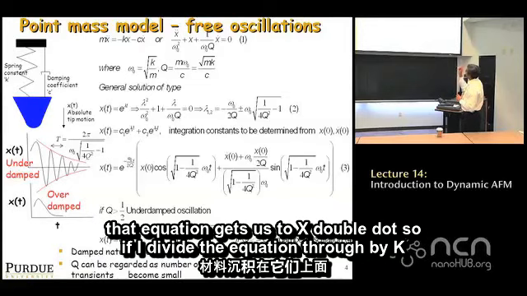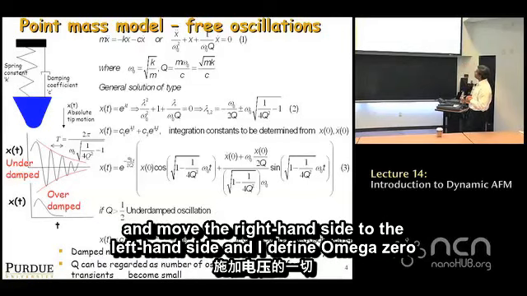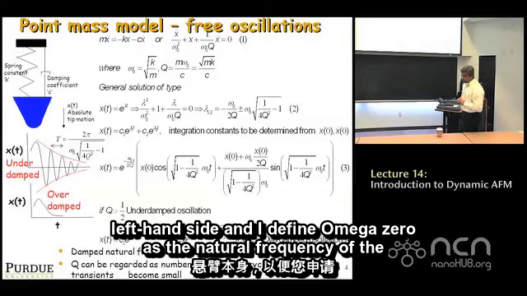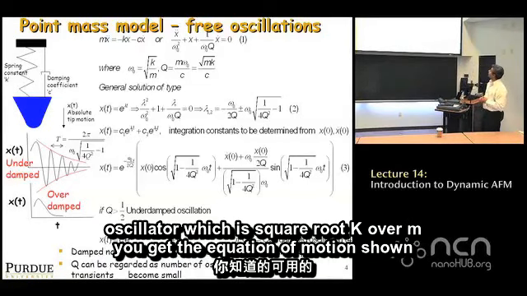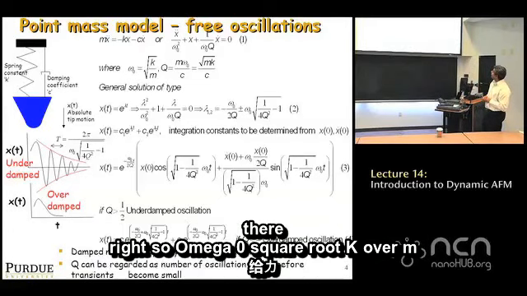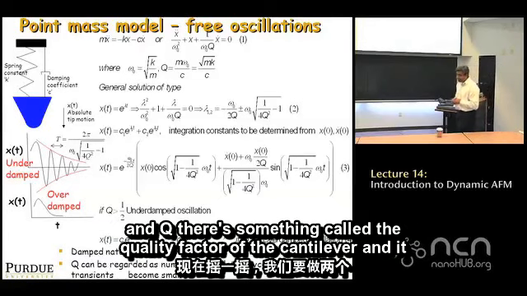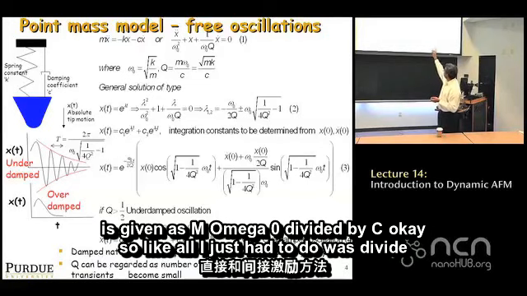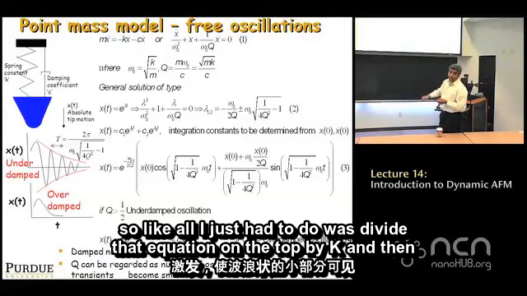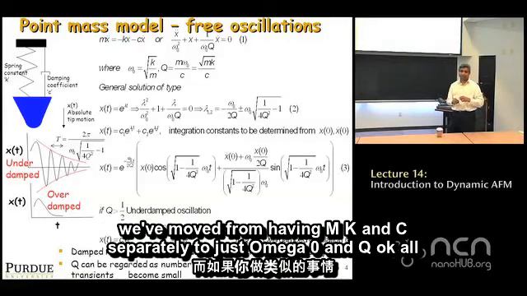So a simple rearrangement of that equation gets us to x double dot. If I divide the equation through by m and move the right-hand side to the left-hand side, and I define omega 0 as the natural frequency of the oscillator, which is the square root of k over m, you get the equation of motion shown there, right? So omega 0 is the square root of k over m, and Q is something called the quality factor of the cantilever, given as m omega 0 divided by c. All I had to do was divide that equation on the top through, and then define these quantities omega 0 and Q. So we've moved from having m, k, and c separately to just omega 0 and Q.